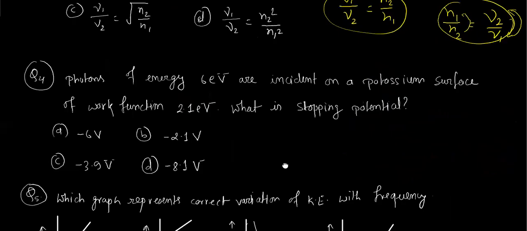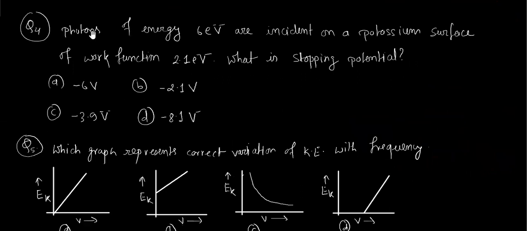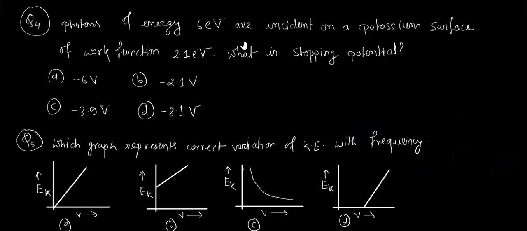Now we move to question number 4. Photons of energy 6 electron volt are incident on a potassium surface of work function 2.1 electron volt. What is the stopping potential?